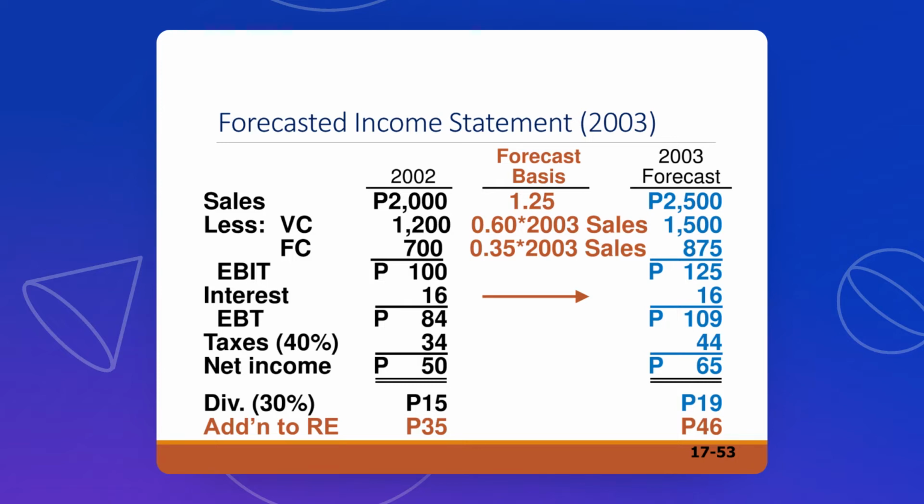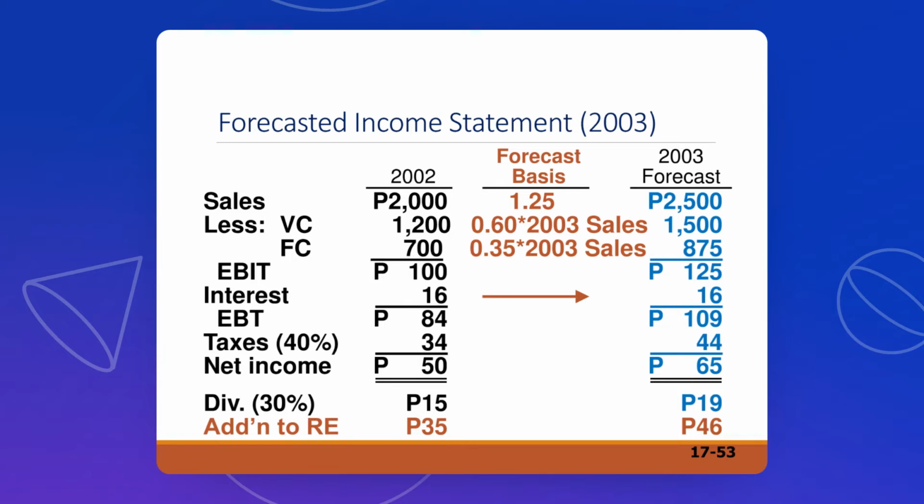Alright. So, magkano yung EBIT? 2,500 minus 1,500 minus 875. Your EBIT is worth 125. Very good. Your EBIT is worth 125. So, earnings before interest and taxes. Okay? Please take note of the interest. No? The interest here is worth 16. Okay? It is worth 16 because interest is a non-spontaneous item. Okay. Very good. What else?